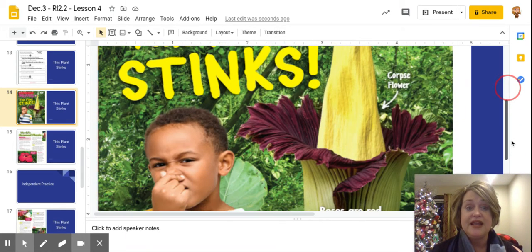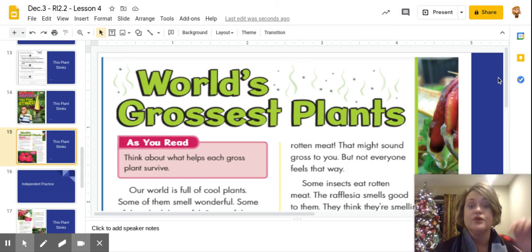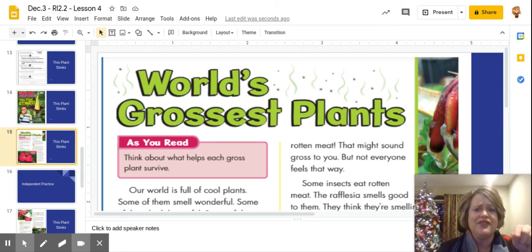Could it be, what does this one say? The title of the section is called The World's Grossest Plants. So what are you thinking? I'm thinking that plants stink.